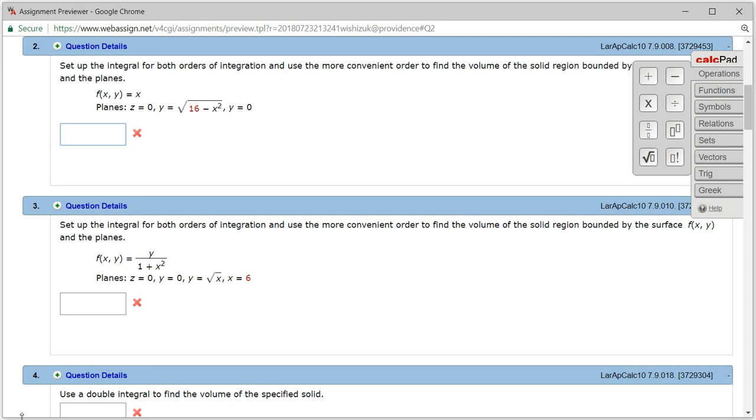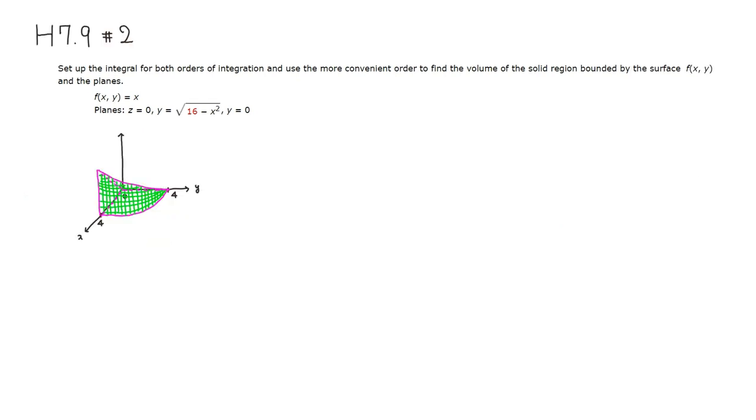All right, let's look at homework 7.9, problem number 2. We want to set up the integral for both orders of integration and pick the easier one to evaluate. So let's do the volume. The volume is going to be a double integral.